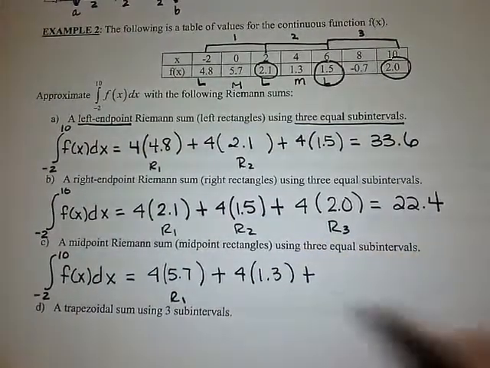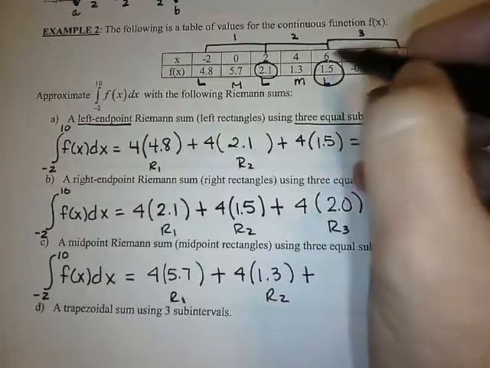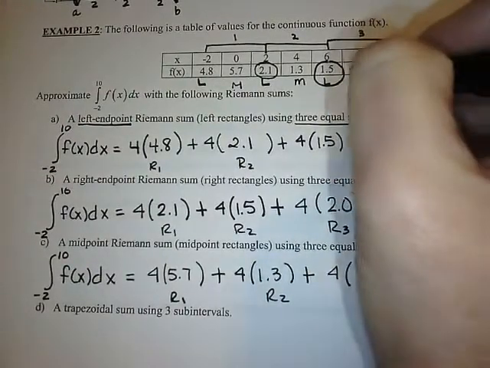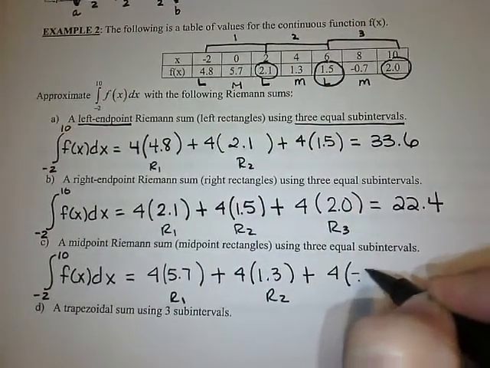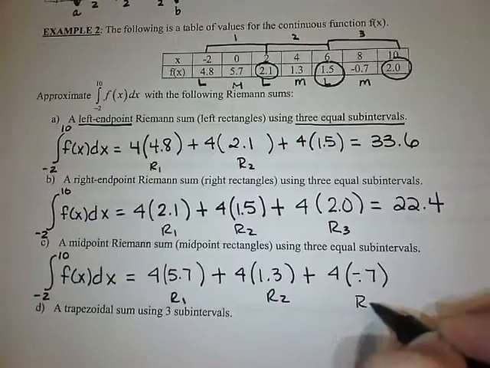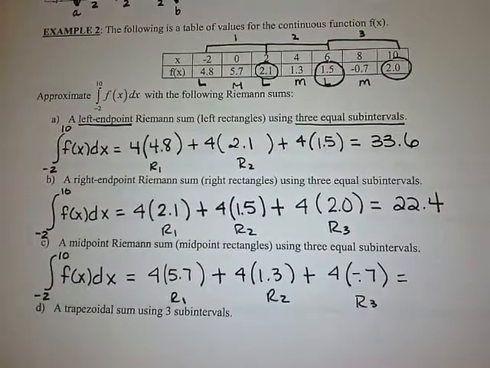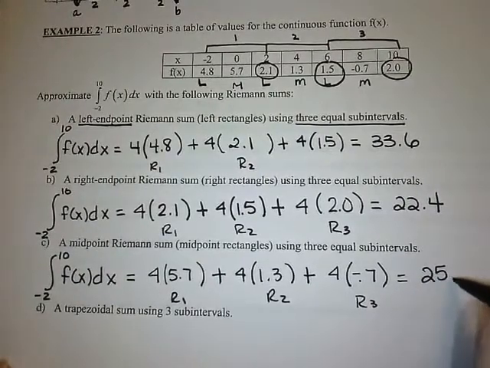And then I go to, so this is rectangle number 2. And then I go to the last one, which is rectangle number 3. It also has a base of 4. And then it connects at the midpoint, which is negative 0.7. So this would be rectangle number 3. So then I just load that into my calculator, add them up, and it's going to be 25.2.